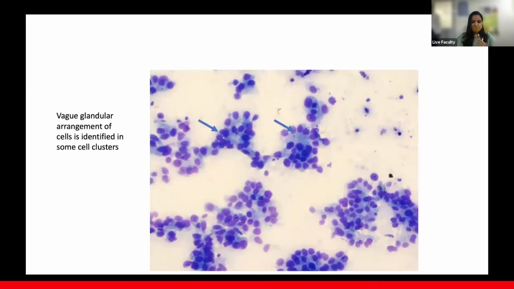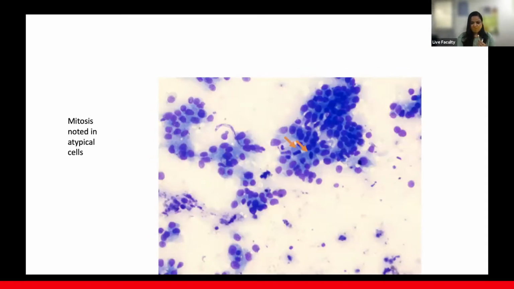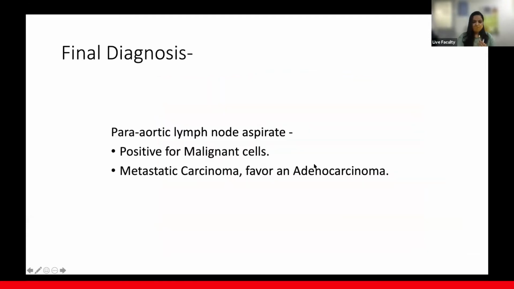On closer examination, some of these clusters show a granular arrangement of the cells. We can also see some increased mitosis as pointed out by the arrows in these atypical cells, which again points towards malignancy. So our final diagnosis was positive for malignant cells, with features of metastatic carcinoma, favoring an adenocarcinoma.